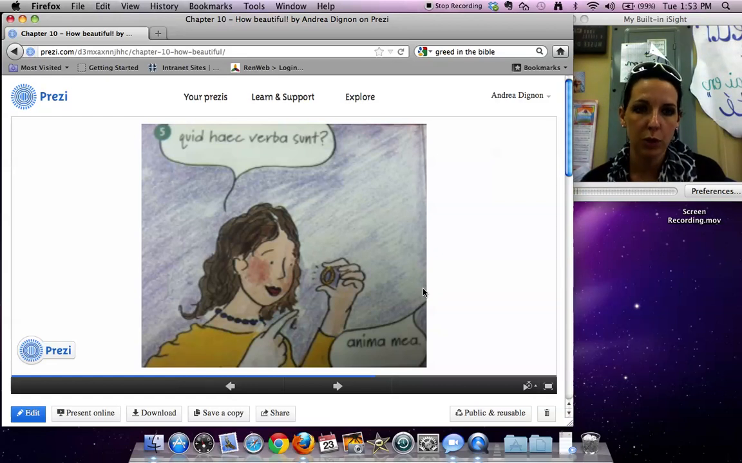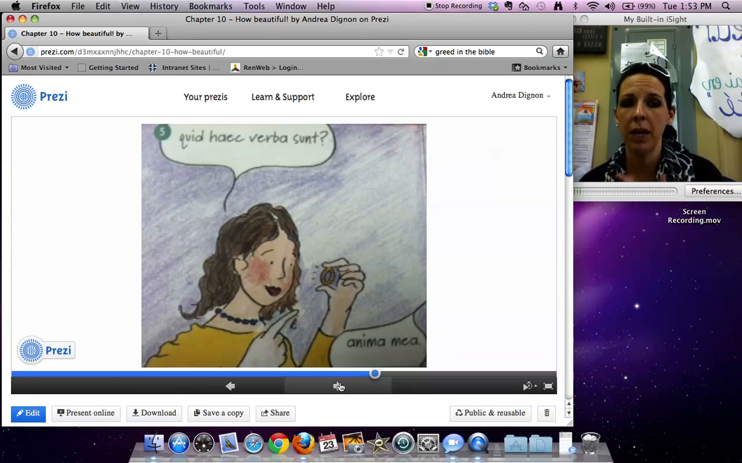Now 2 points to the person who could tell me where we've seen anima mea before. It was quite some time ago, but where have we seen anima mea before? Anima mea meaning my soul, okay, or my life. So it looks as if Flavius has had something engraved into the ring, and that's what that comes from.